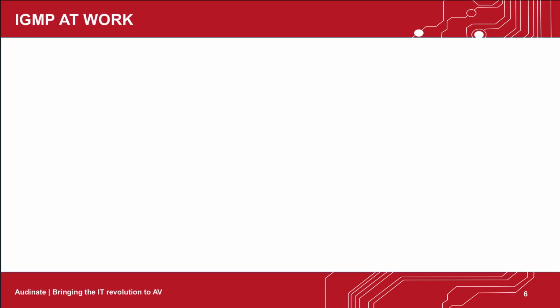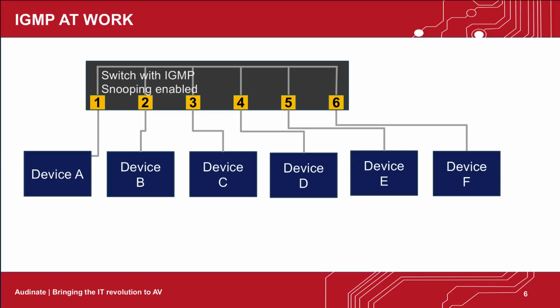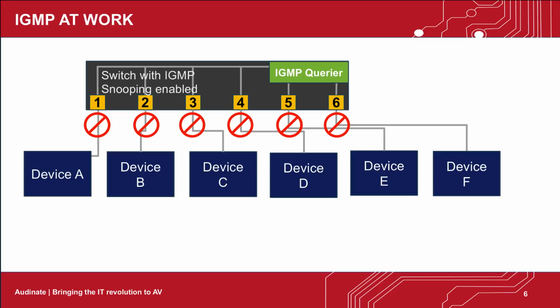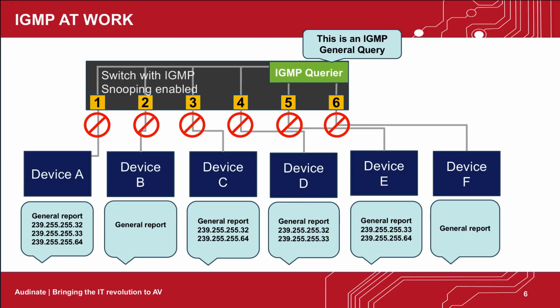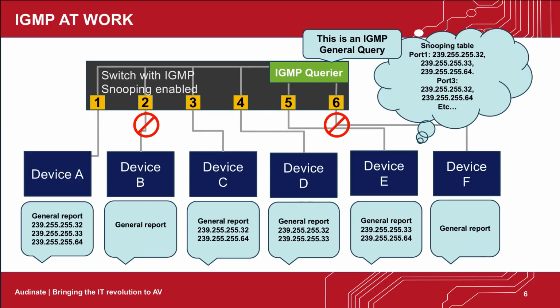Now that we have seen what IGMP is and what it does, let's take a minute to see IGMP at work. Turning on IGMP snooping will cause the switch to block all multicast. IGMP query messages must be present to give IGMP snooping something to snoop on. On many modern switches, turning on IGMP snooping also turns on a querier inside the switch. Queriers send queries, and devices send reports. The snooper builds a forwarding table based on queries and reports.